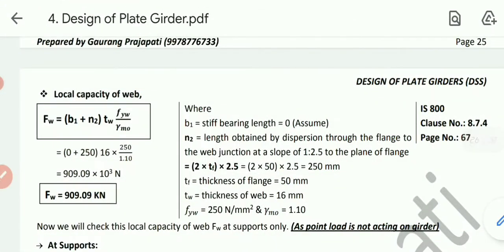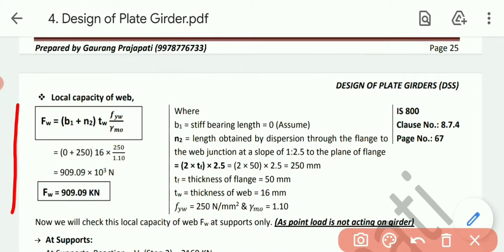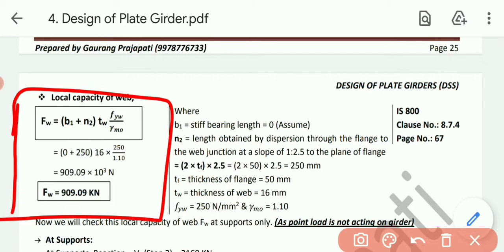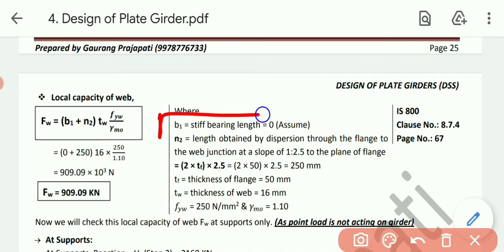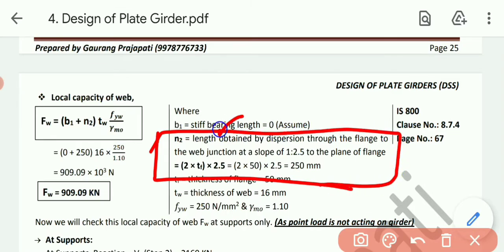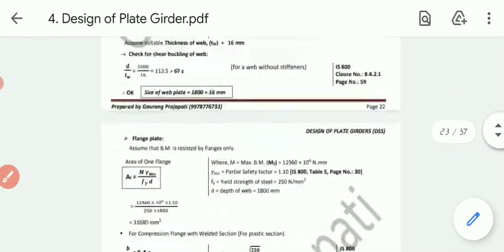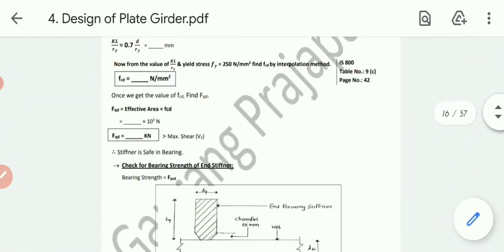Now, the local capacity of the web: the formula is (b1 plus n2) whole multiplied by tw into fyw by gamma m0 as per this code. Talking about the unknown terms, first of all b1, the stiff bearing length, is always assumed as 0 like the previous step. Talking about n2, in the code they have given that n2 equals the length obtained by dispersion through the flange to the web junction at a slope of 1 in 2.5 to the plane of the flange. So ultimately, let me take you to the theory.